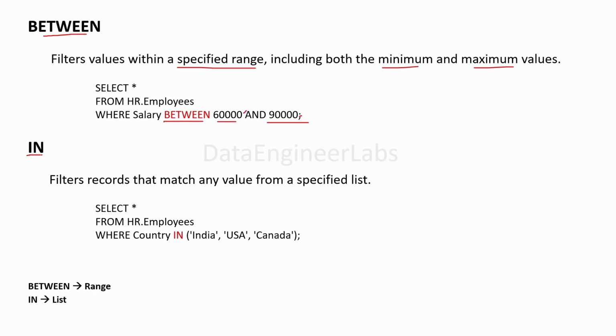Then we have the IN operator. IN uses a list to find the data. We use IN when we have multiple possible matches. For example, we want to find employees from India or USA or Canada. So we can use a simple IN operator rather than using multiple OR operators. Here is an easy way to remember this: BETWEEN uses a range to filter the data and IN uses a list to filter the data. Now let's practice both of these with our employee data.